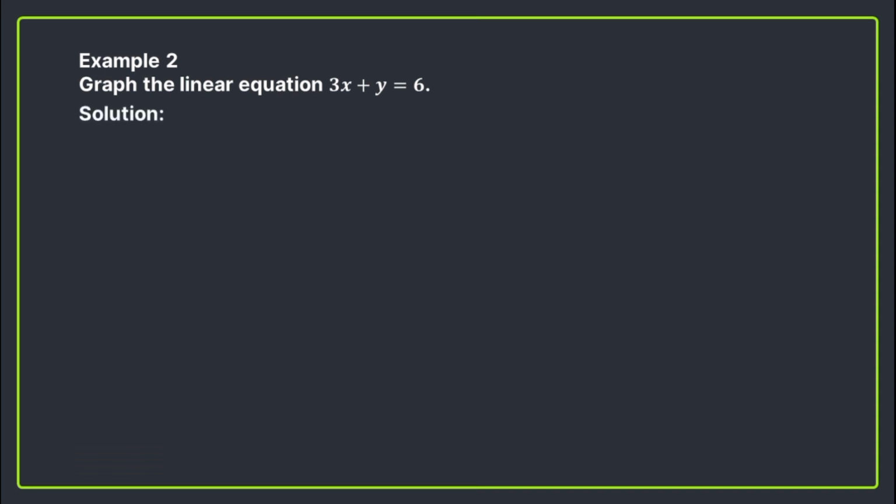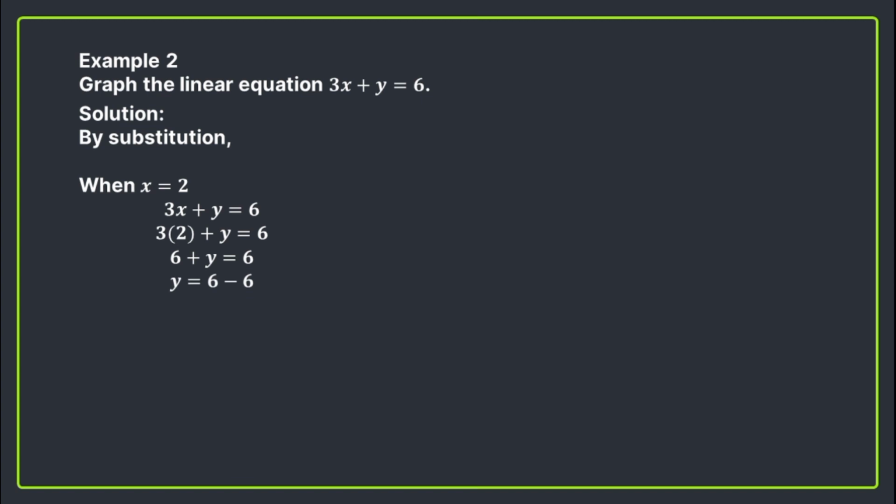First is when x is equal to 2. We will substitute the value of x to the original equation, which is 3x + y = 6. And so it becomes 3 times 2 plus y is equal to 6. Then 3 times 2 is equal to 6. And then we will use the subtraction property of equality by subtracting both sides by 6, so that what will remain at the left side is y. Then 6 minus 6 is equal to 0, so y is equal to 0.